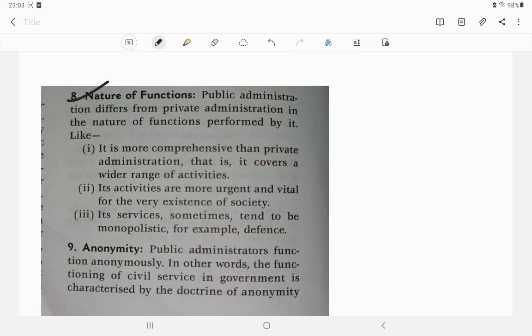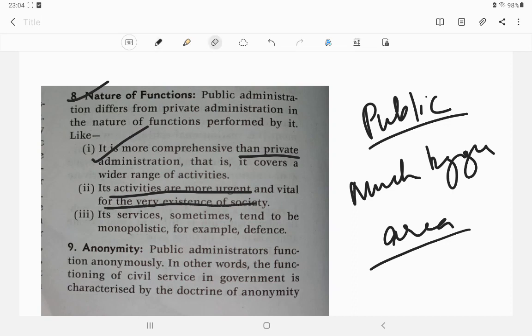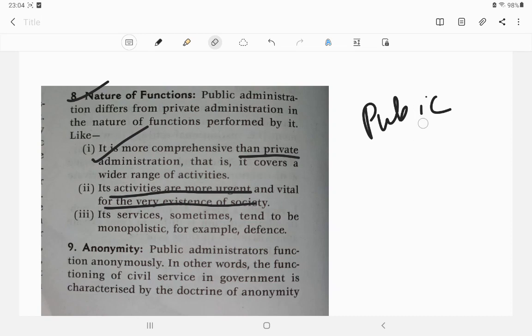Nature of function. Public administration covers a much wider and bigger area than private administration. It is more comprehensive than private administration. Its activities are more urgent and vital for the existence of society. Public administration also has services that can be monopolistic sometimes.